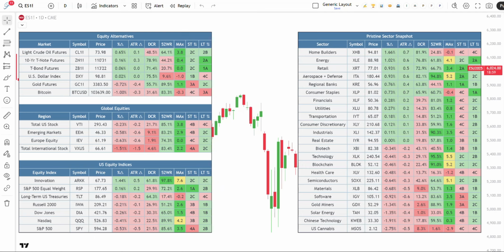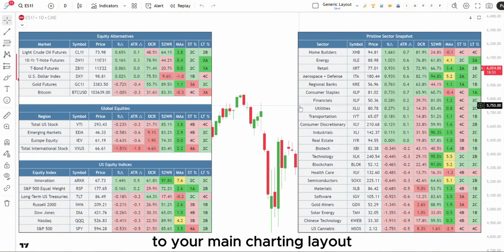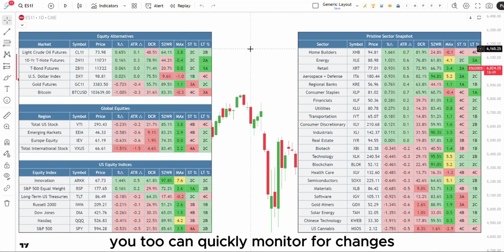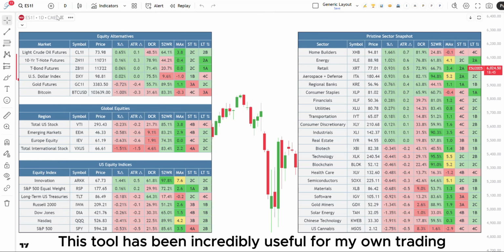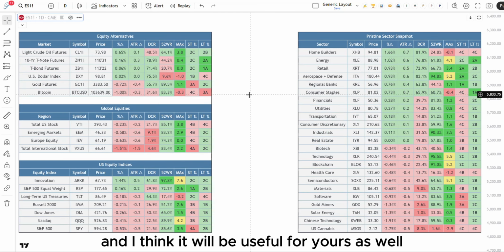If you have multiple monitors, I recommend keeping this indicator on a separate monitor to your main charting layout during trading hours. That way you can quickly monitor for changes in the trading environment. This tool has been incredibly useful for my own trading, and I think it will be useful for yours as well. Take care.